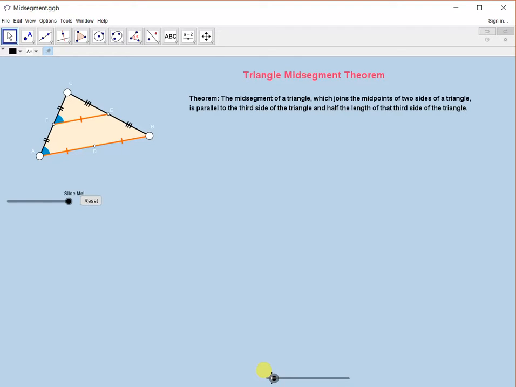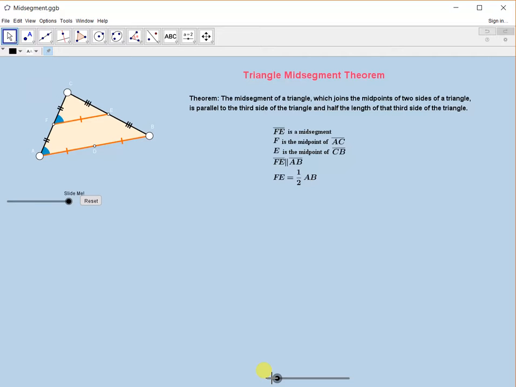Now for the actual theorem, the theorem states that the midsegment of a triangle, which joins the midpoints of the two sides of a triangle, is parallel to the third side of the triangle and half the length of that third side of the triangle. So part of the theorem is basically stating the midsegment definition, which we just covered a few seconds ago. That FE is the midsegment because F and E are both the midpoints of their corresponding segments, AC and CB.